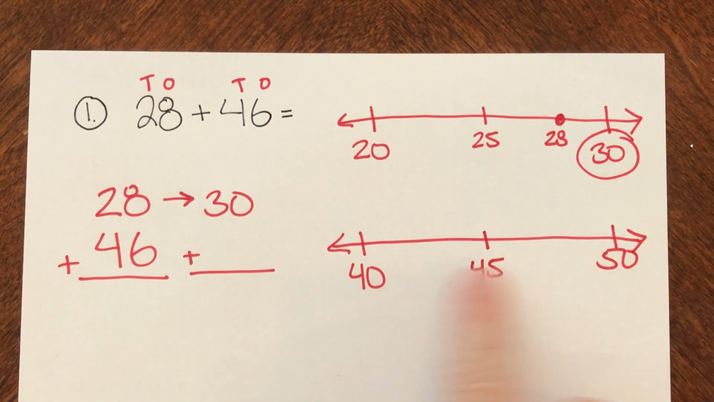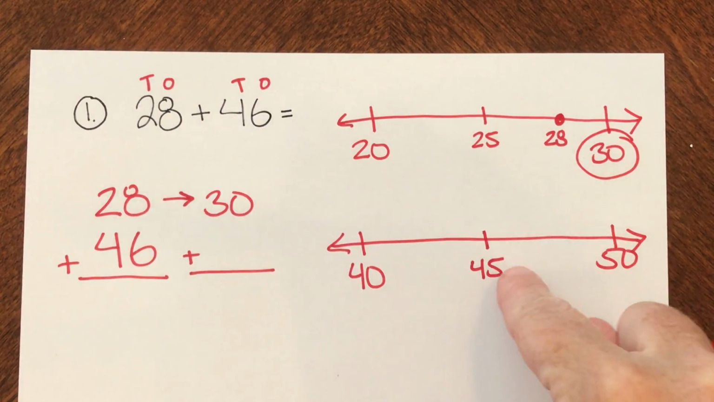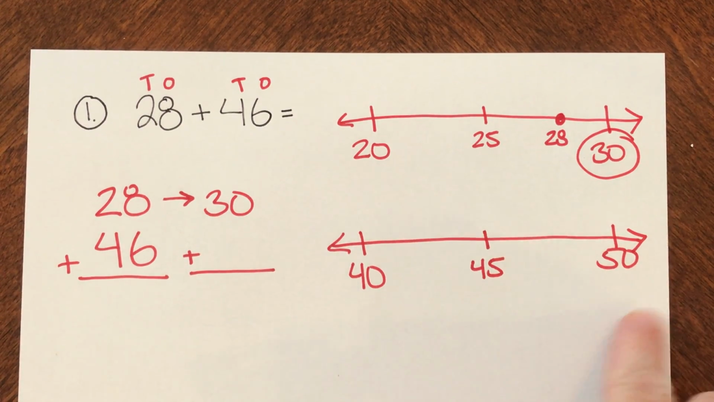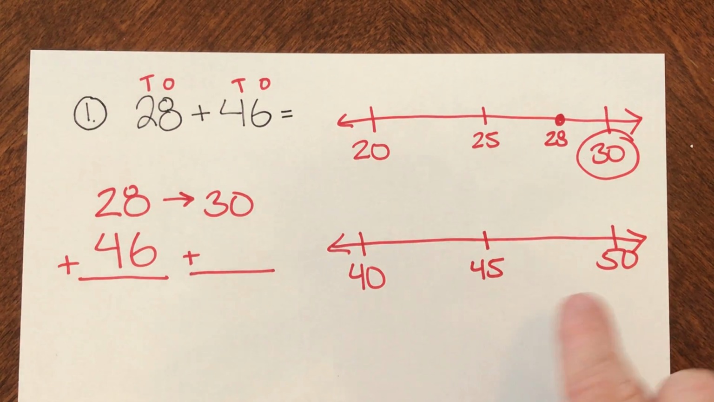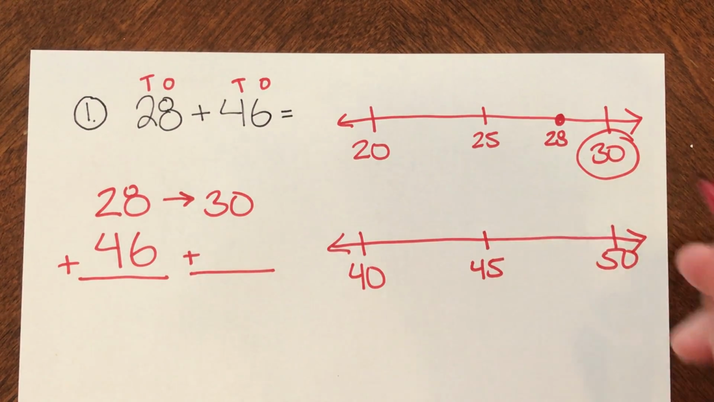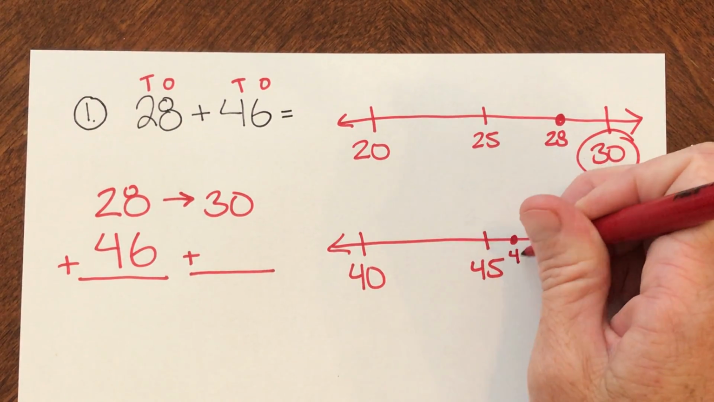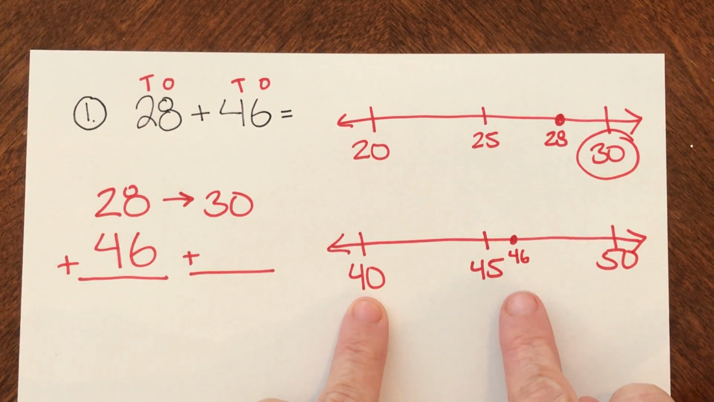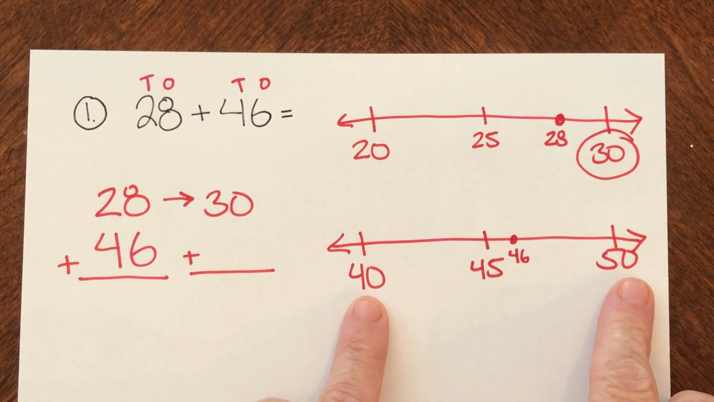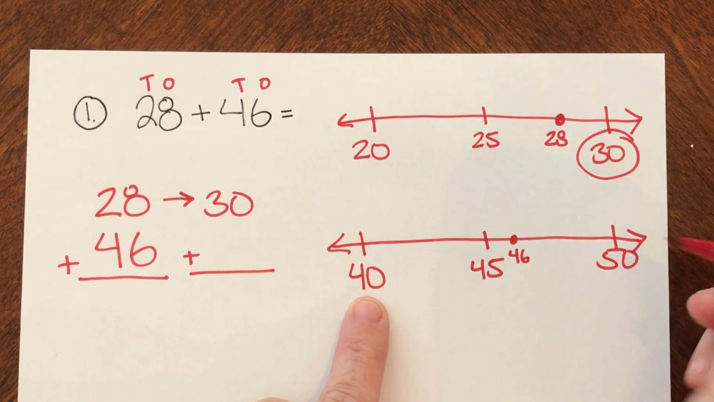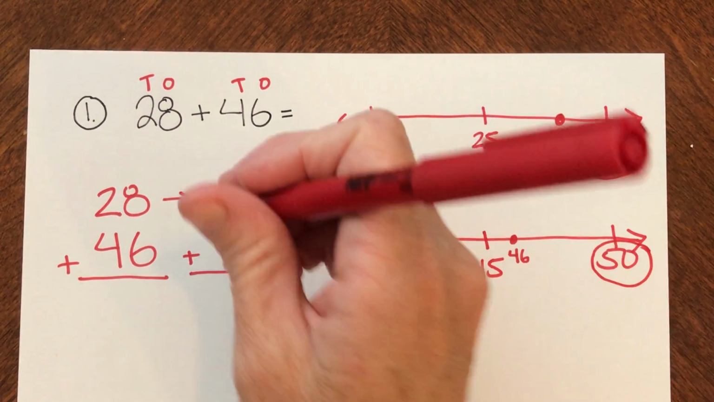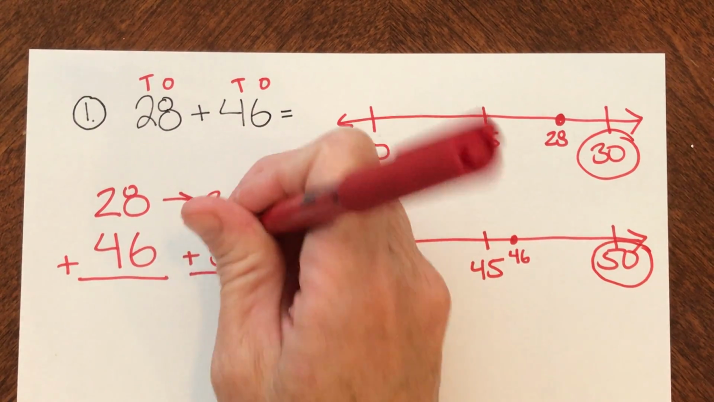So now my number line is set up. I have to put my addend on it. So my addend is 46. So where would 46 go on this number line? I think 46 is just after 45. So I'm going to say it's right there. So is 46 closer to this end of the number line or this end of the number line? Well, it's on this half, so it's going to be closer to 50. So if I round 46, I get 50.